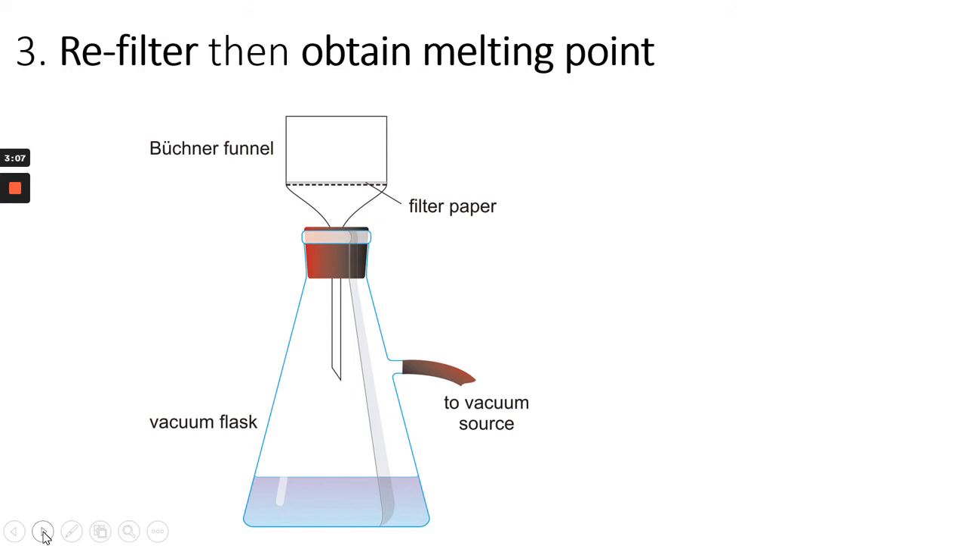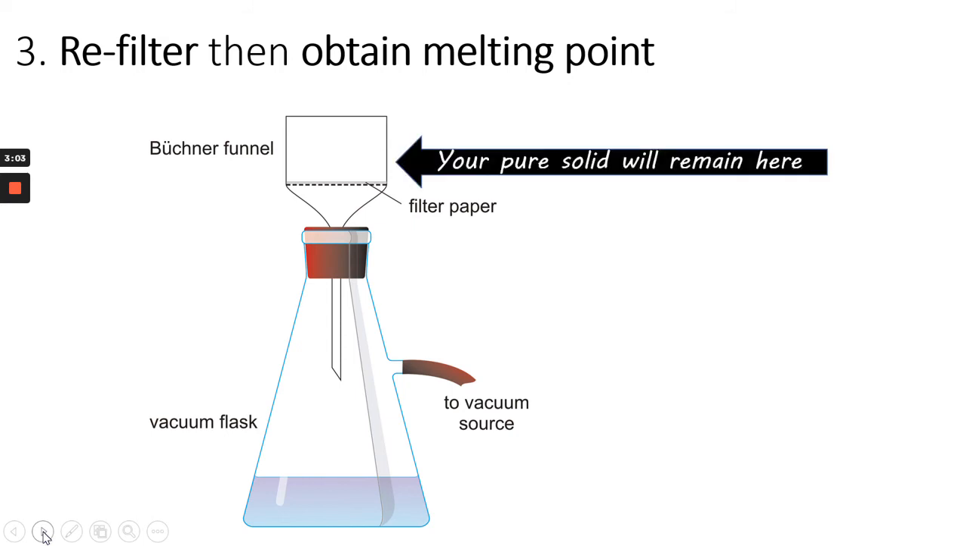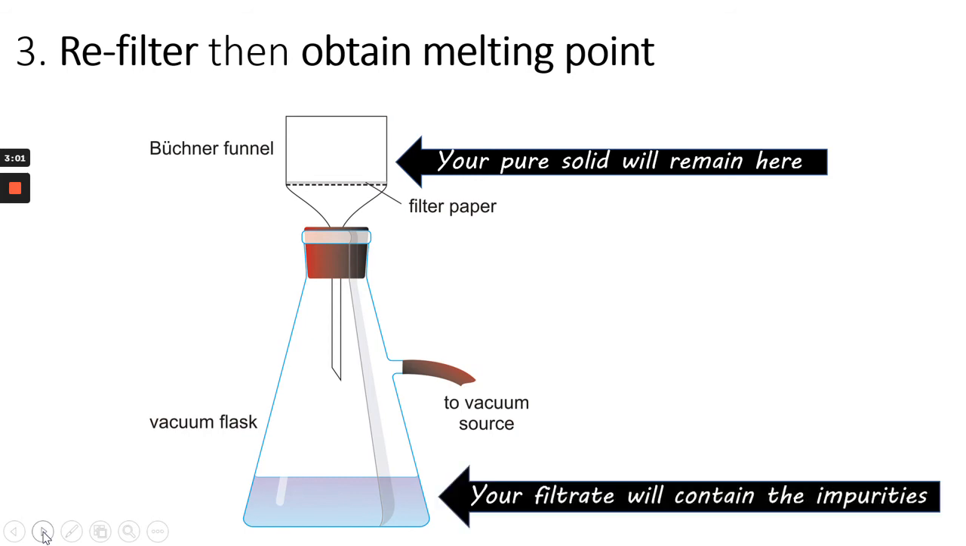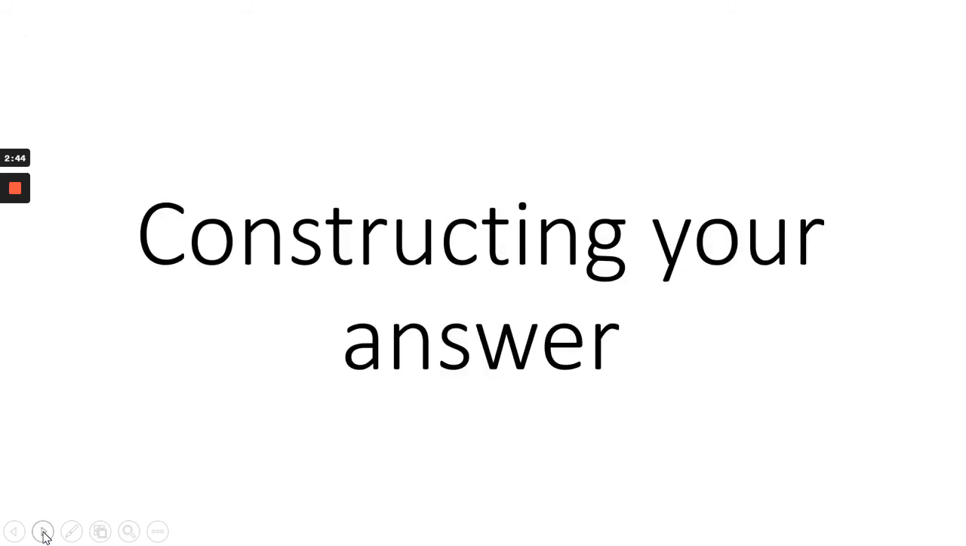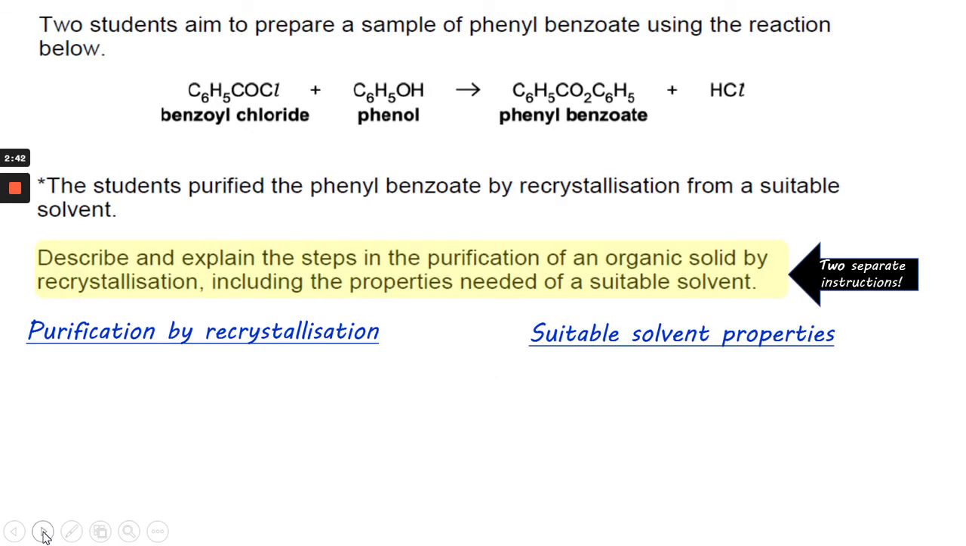Then you refilter to obtain the pure solid. So filtration happens first, the pure solid ends up in the bottom funnel, and your filtrate will contain the impurities that you've just got rid of. So again, you discard the impurities, you take the solid that's remaining, and you dry it out. And then you can measure its melting point, which can be checked against known data for your solid, in this case, phenyl benzoate.